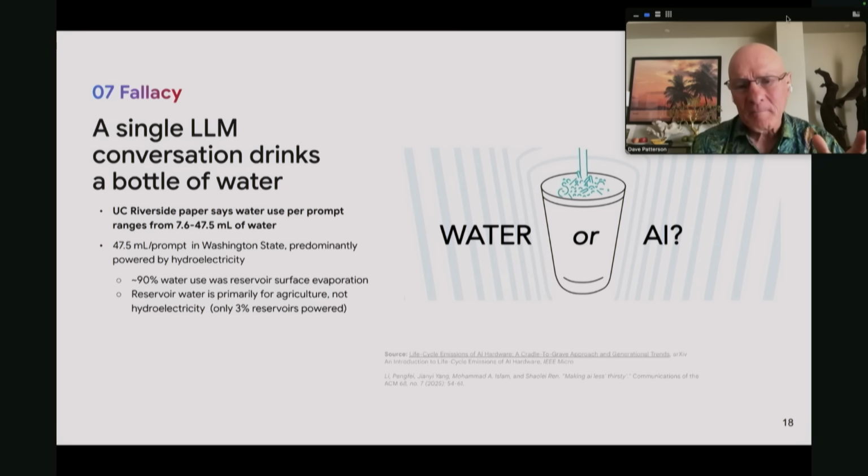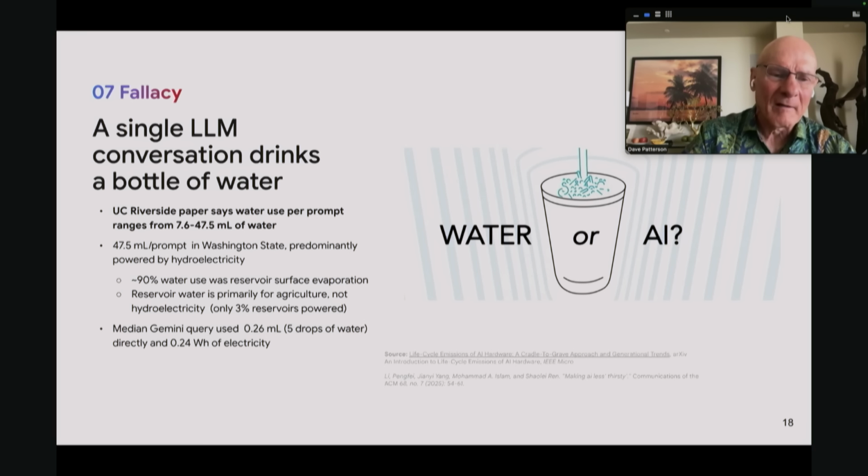But most of the reason for the reservoirs is not for generating electricity. That's a side effect. The main reason is for either drinking water or for agriculture. For example, only 3% of all the reservoirs in the United States have any electric power. That's not the reason they're there. It's kind of, well, as long as we've got one, let's generate some power. But they were being charged for the evaporation of the water.